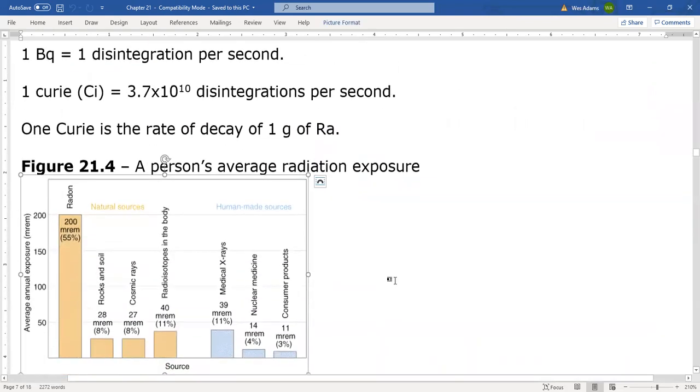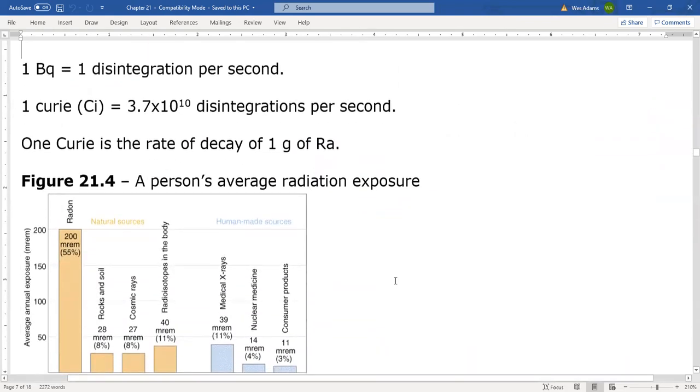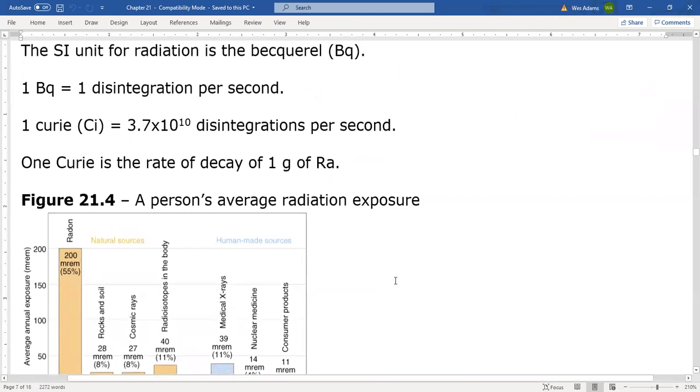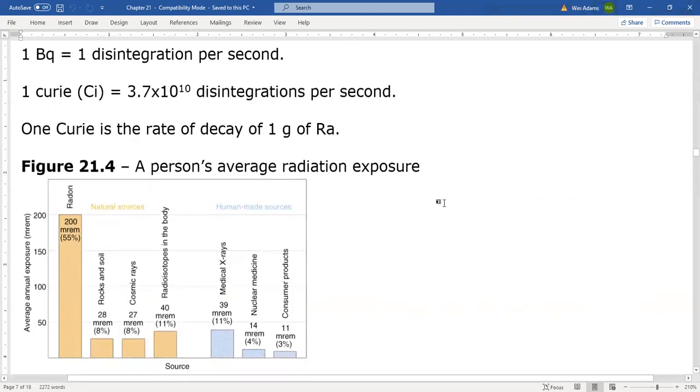The SI unit is the becquerel. A becquerel is a disintegration per second. Sometimes we use curies, where a curie is 3 times 10 to the 10th disintegrations per second. The rate of decay of 1 gram of radium is equal to a curie. That is really radioactive. If you're the average person, this would be your radiation exposure on average.